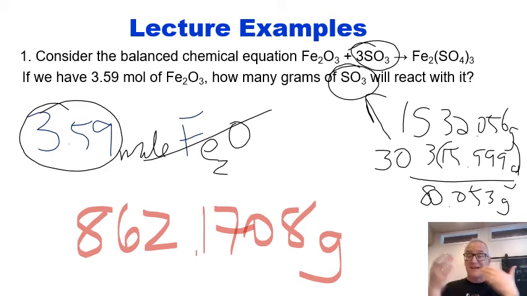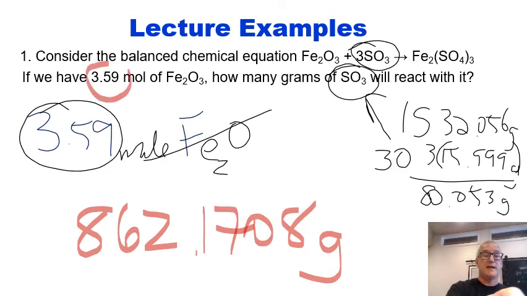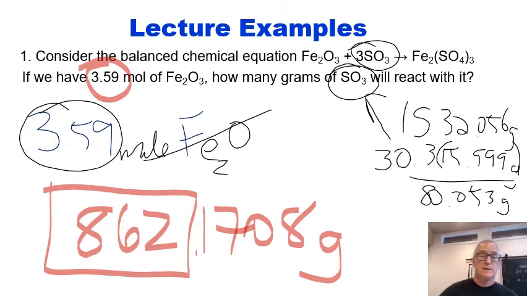Now, I'm not done because I always go back. This is the very last thing I do, is check and see how many significant digits there should be in the answer. There's 3 in the number of moles. That's the 3 in the amount of information you're given. So there should be 3 in the final answer. 1, 2, 3. My final answer is 862 grams.